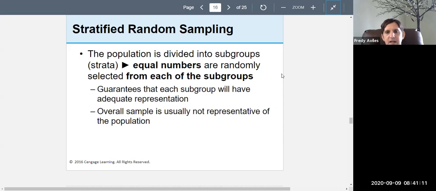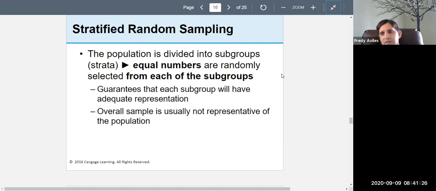It guarantees that you're going to have representation, that all of those groups are going to have a voice, let's say, in the study or a voice in the survey. Or let's say you're interested in something that has to do with ethnicity.